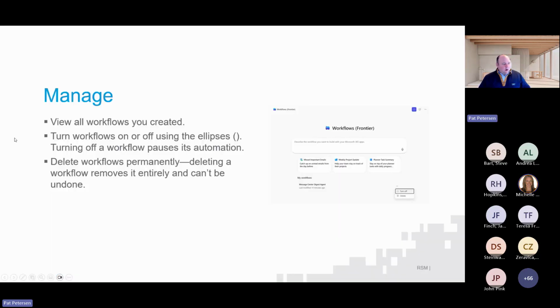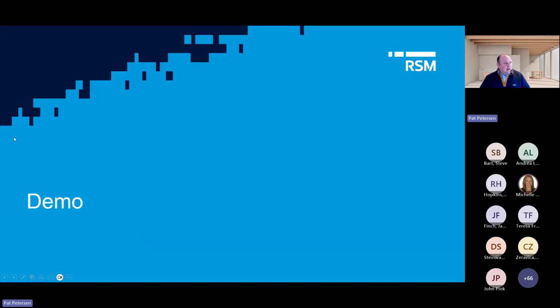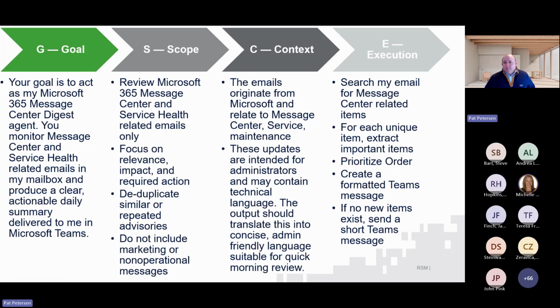I do want to take one more step back here to take a look at the way to do the prompts. And I think the key item here is that your outputs depend upon how good your prompt is. If I just did a prompt that says, review my message center emails on a daily basis and send me a summary, it's not as good, right?